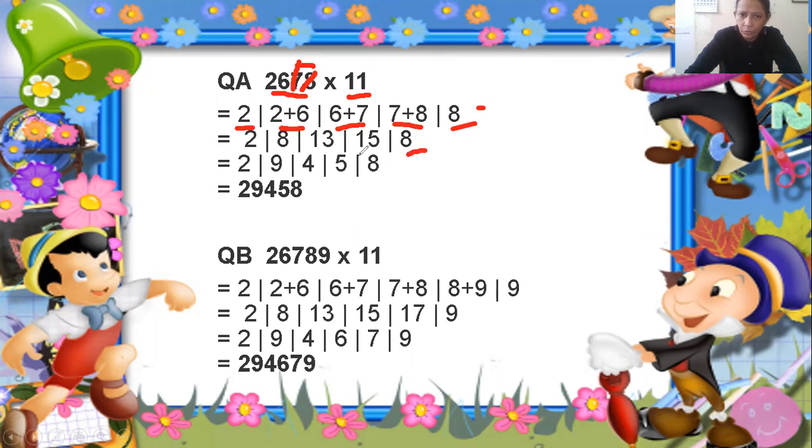7 plus 8, you know, is 15. Put a slash, write down 15. 6 plus 7, you all know, is 13. Put a slash, write down 13. 2 plus 6, all of you know, is 8. You write down 8 as it is. Put a slash, then write down 2 as it is.